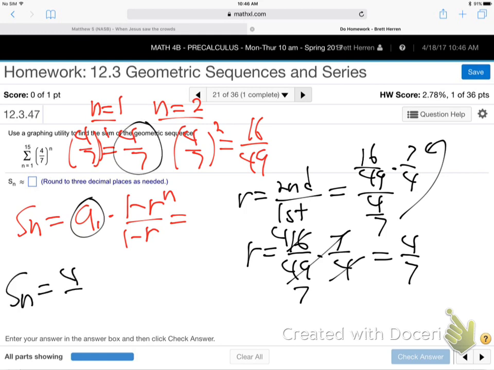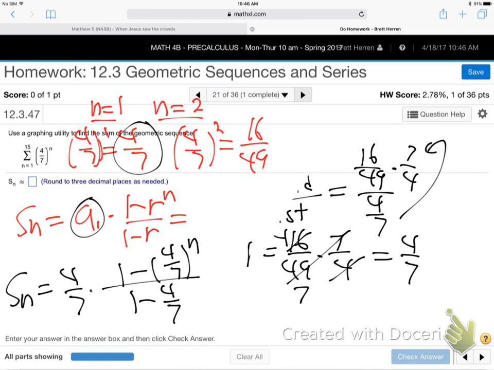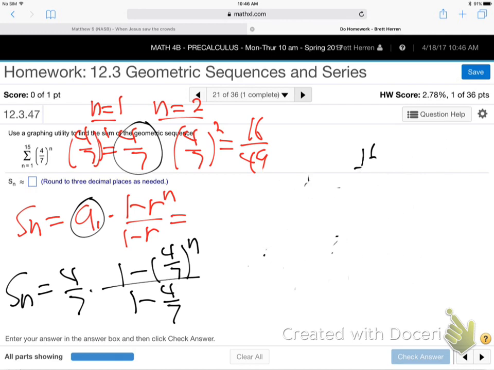So S sub n is 4/7 times 1 minus 4/7 to the n, over 1 minus 4/7. Good to there? Now we got to plug in. They want an actual answer rounded to 3 decimal places. So they want me to come up with an actual answer to that thing. How am I going to do that? Actually, let me first do the kind of cleanup I usually do.